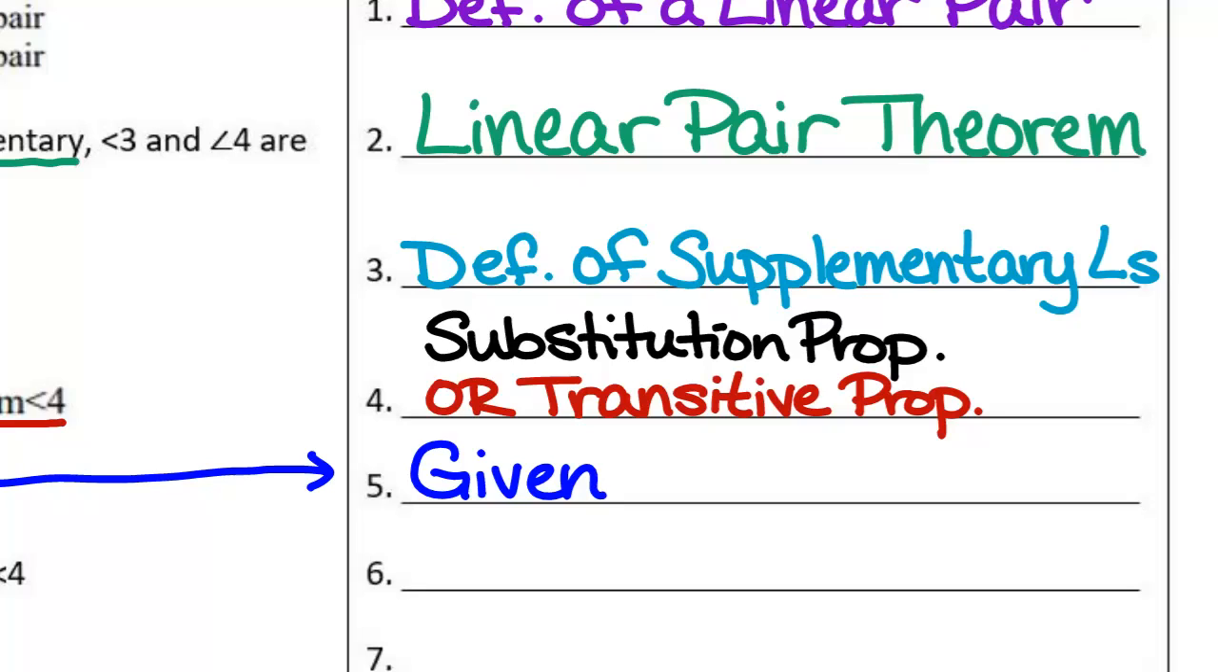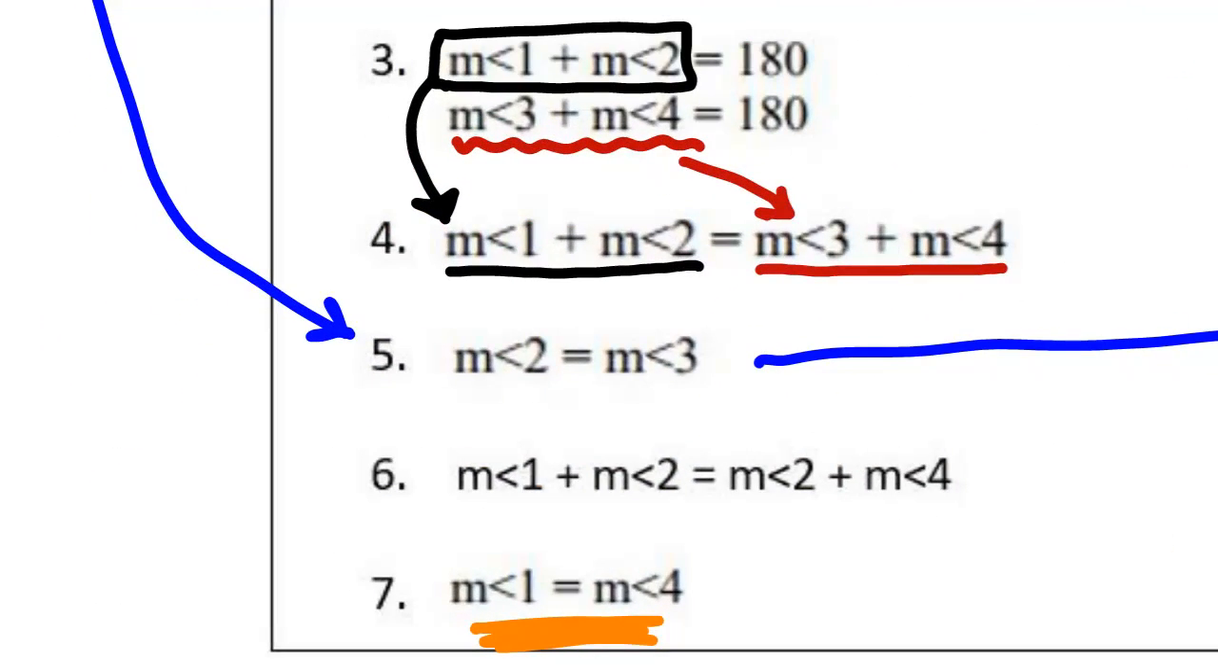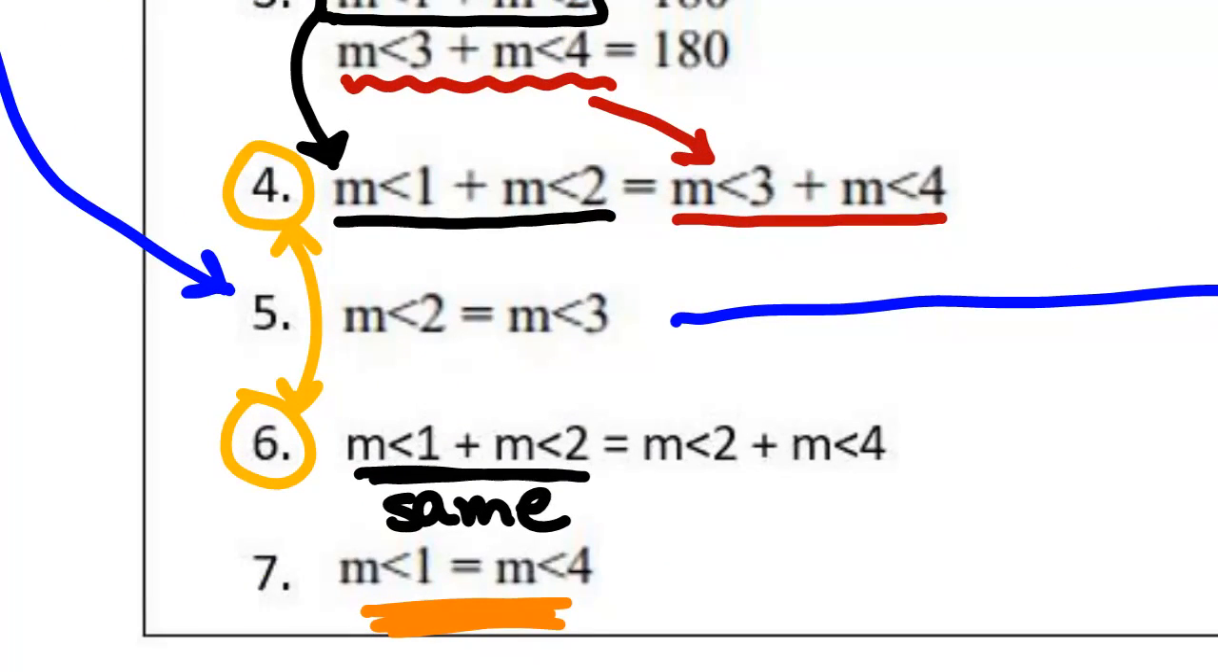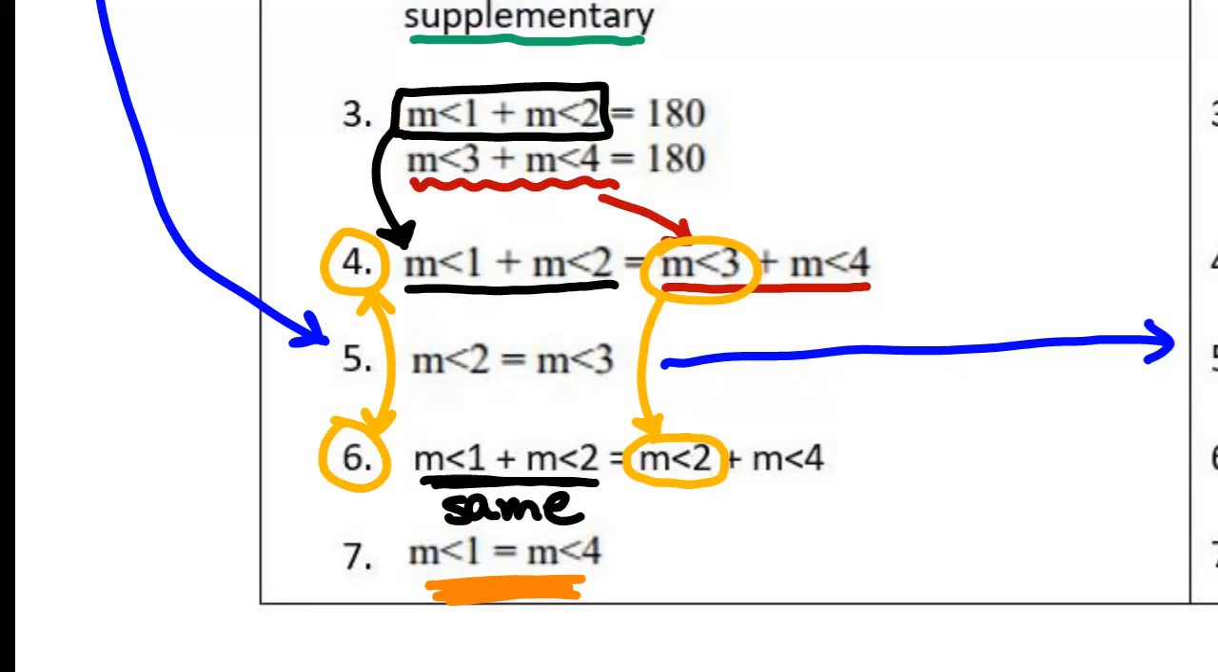So now I want to compare and contrast statements 4 and 6. Compare these two. Did anything stay the same? Angle 1 plus the measurement of angle 2, that stayed the same. Did the other side of the equal sign stay the same also? What changed? Angle 3 got, what was the word that you used, Diedrich? Substituted. So what are we using here? Substitution property, yes.